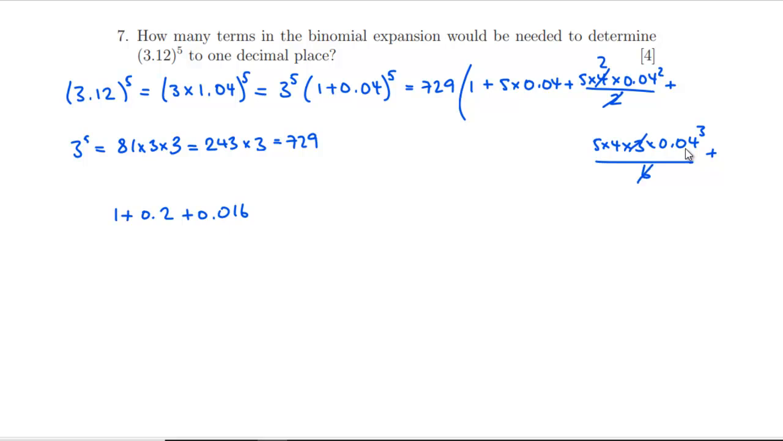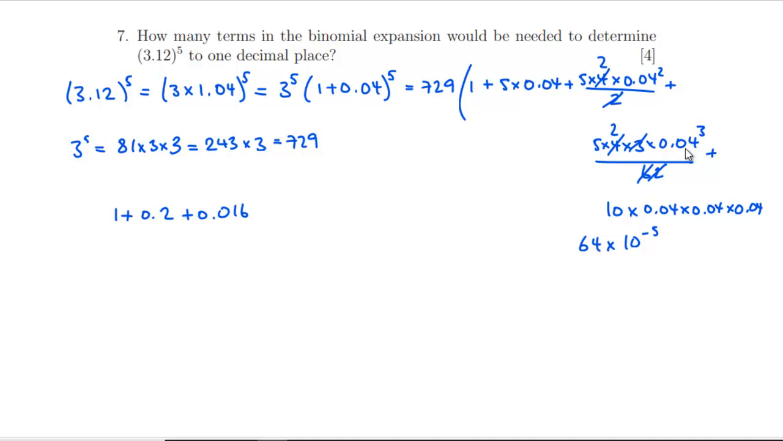That can cancel with that to make a 2, which can cancel with that to make a 2. So we've got 10 times 0.04 times 0.04 times 0.04. Okay, so that is going to be 4 cubed, which is 64, times 10 to the minus 5.